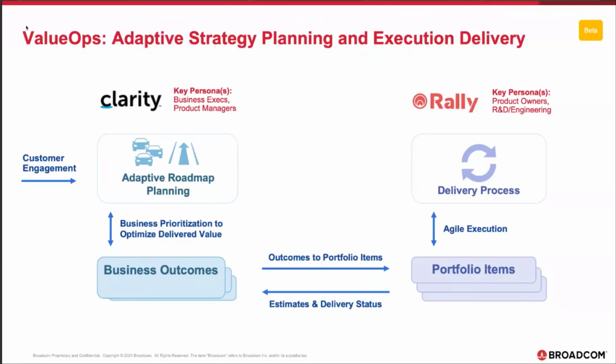Essentially, the goal of this new solution is to tie Clarity and Rally together. You can start with your Clarity business outcomes, import them into a roadmap. This integration can use the business outcomes from an approved roadmap scenario to create portfolio items in Rally. And then based on both the initial estimates and those items as well on the delivery status, that information can be sent back to the business outcome to review for monitoring. So this integration allows you to tie business decisions and their prioritization with delivery or execution information.